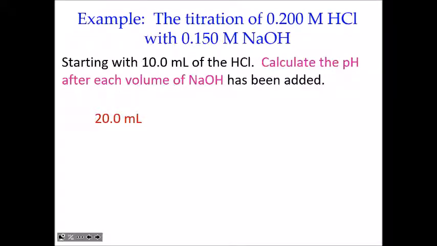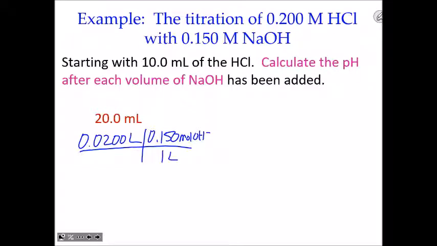So at 20 milliliters here, 20 milliliters of the sodium hydroxide has been added. We need to figure out how many moles of that hydroxide has been added at this point. So I'm going to start there. So we have 0.0200 liters, or 0.150 moles of the hydroxide equals 1 liter. So how many total moles of hydroxide have been added into the solution at this point?